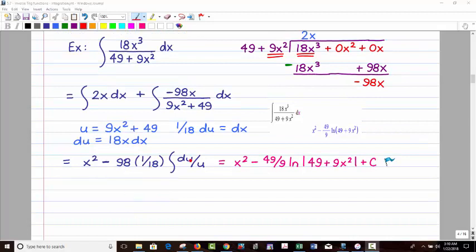So there we have this. Du over u is natural log, so that fraction reduces. I have x squared minus 49 over 9, natural log of 49 plus 9x squared plus c.